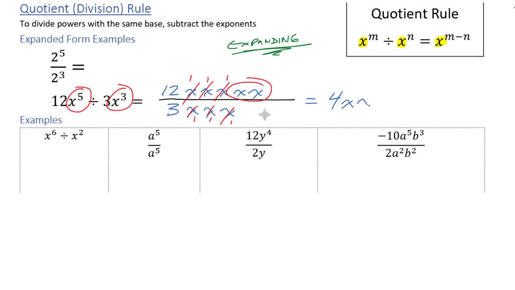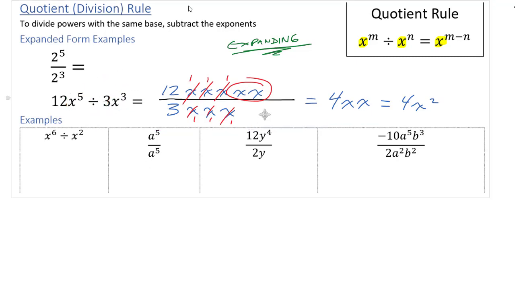So you have 4 times x, which would just be 4x squared. Now again, what we really want you to be able to do 99% of the time is just go from here over to there. You don't have to show all of this work here. We can do it in one step. 12 divided by 3 is 4. Subtract the exponents on the x's. But when you get stuck, I know I'm a broken record here, expand it out to help yourself.